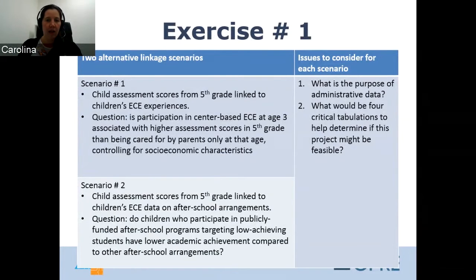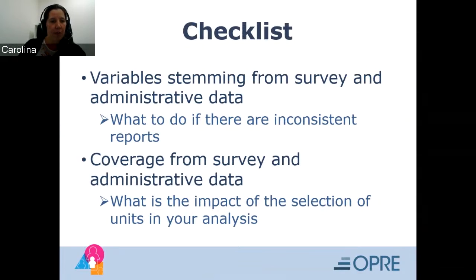Okay, so before we move out of the purpose, I thought that it would be useful to have a checklist of some of the considerations you may have in terms of the purpose of linking administrative and survey data. So in terms of the variables that are coming from the survey and the administrative data, it's important to know what to do if there are inconsistent reports. Do you consider that as an error? Do you consider that as part of the question that you are interested in understanding? Are the matched cases and the unmatched cases both interesting to you from an analytic point of view, or are you only interested in the matched cases?